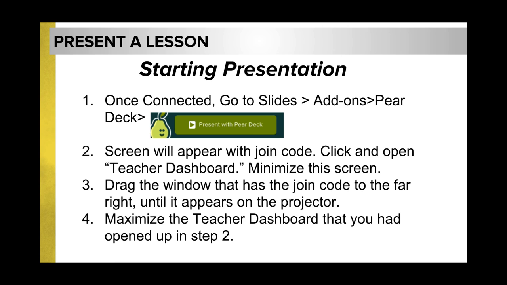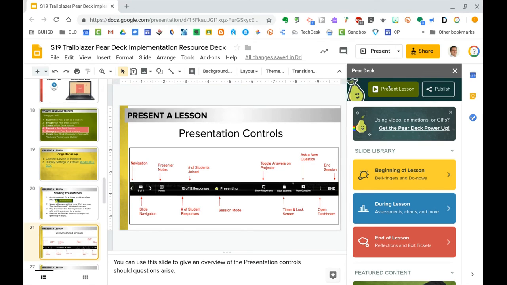When we're ready to go, we'll click on Present with Pear Deck. This will be a green button within the add-on. This will give you all the bells and whistles and the interactive experience. If you simply select Present like you normally would with a slide deck, then you're just going to have the PowerPoint that you normally would be doing. Ensure that your add-on is installed and open, and click on Present Lesson.